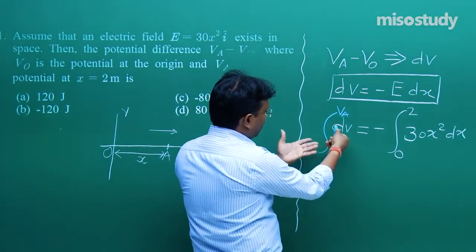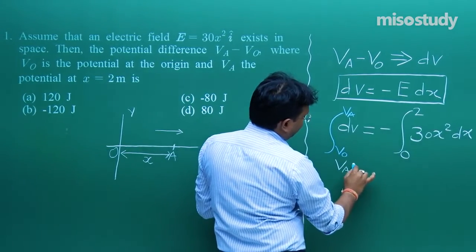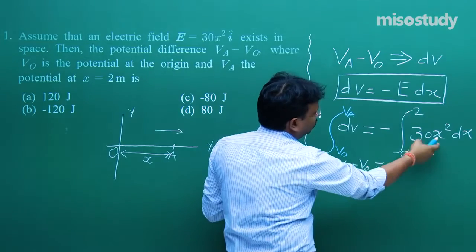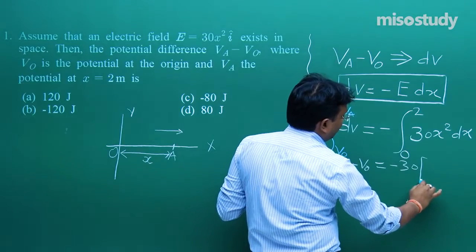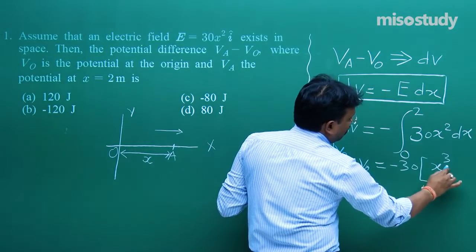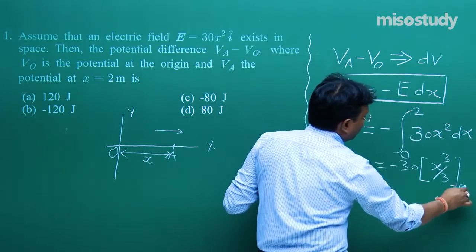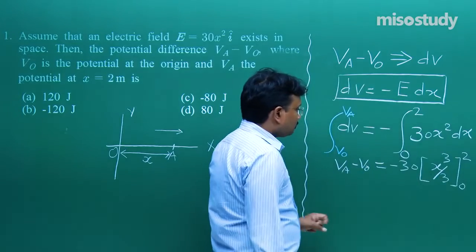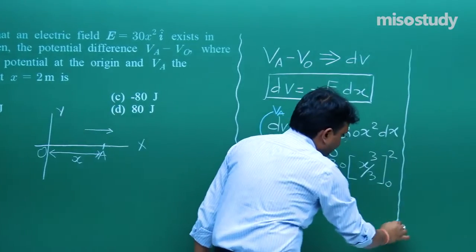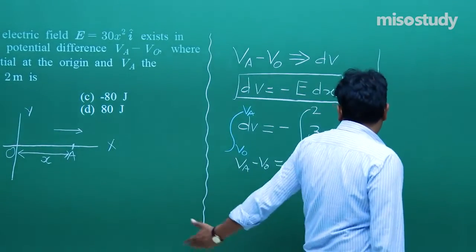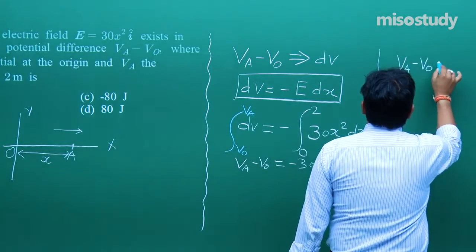Fine. So from here we can say, as you have this relation, simply VA minus VO is equal to, take 30 out, so it is minus 30 within brackets x cube over 2 plus 1, that is 3, close the bracket, limits are 0 to 2. From this line, let me use some space over here, because I just want to show you this final value, VA minus VO.